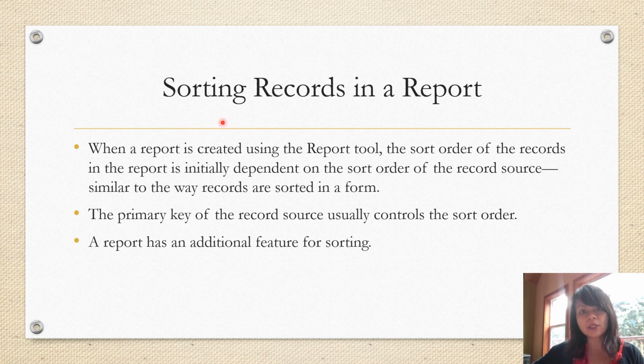Next, let's talk about sorting records in a report. When a report is created using a report tool, the sort order of the records in the report is, again, initially dependent on the sort order from the record source, so the table or the query. Similar to the way records are sorted in a form, the primary key of the record source usually controls the sort order. Okay, a report has an additional feature for sorting.